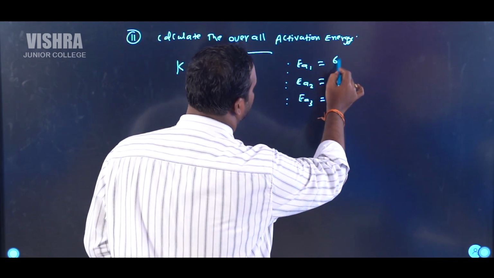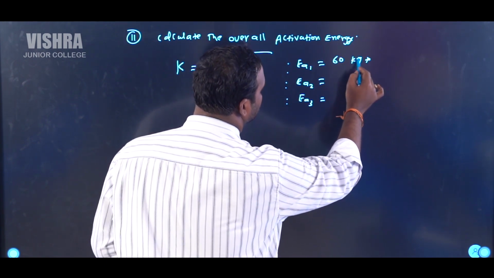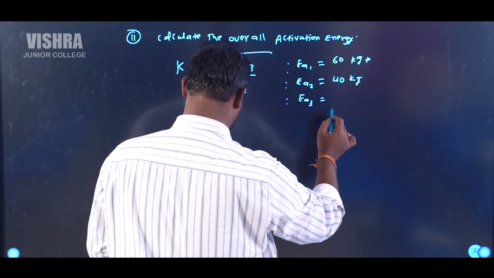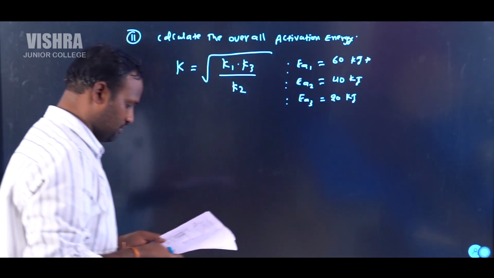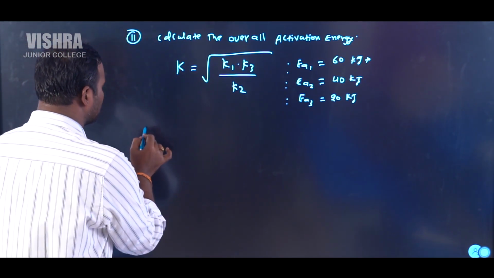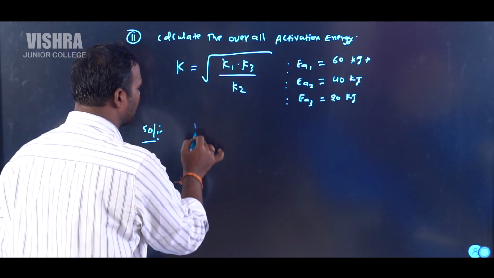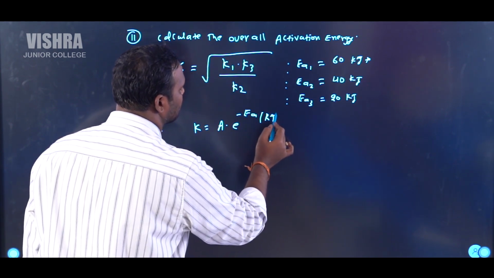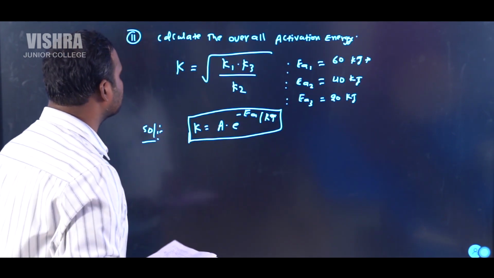Ea1 is 60 kilojoules per mole, Ea2 is 40 kilojoules, Ea3 is 20 kilojoules. Calculate the overall activation energy. Already you know about this from chemical kinetics, the Arrhenius equation, that is K is equal to A into e power minus Ea by RT. This is called the Arrhenius equation.